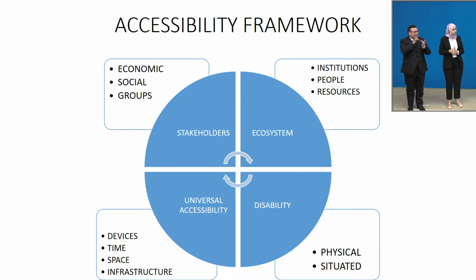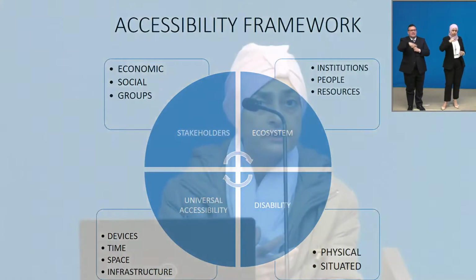The accessibility framework involves various stakeholders: the economic, the social, and the various target groups. The accessibility framework attempts to build an ecosystem of institutions, people, and resources, and it provides universal accessibility through devices, anytime, anywhere, and proposes a universal accessible infrastructure. And this accessibility is considered at 2 levels: physical and situated, and I will define this in the next slide.